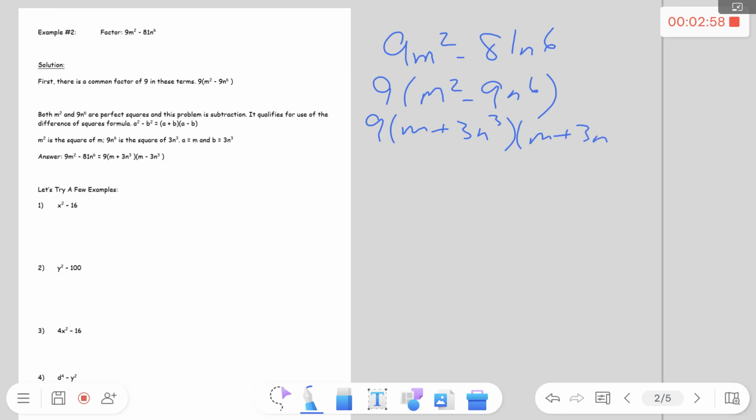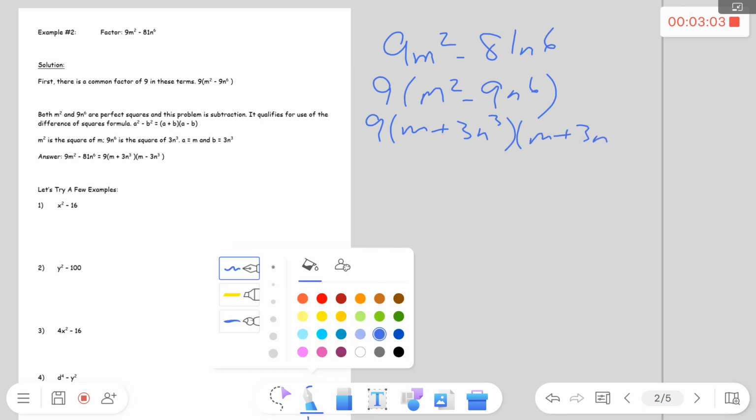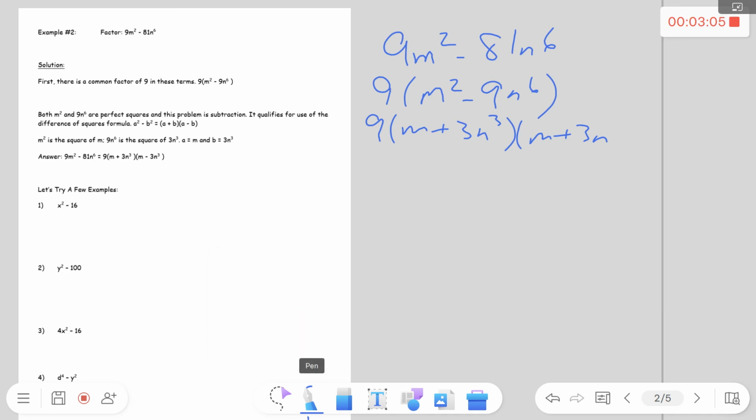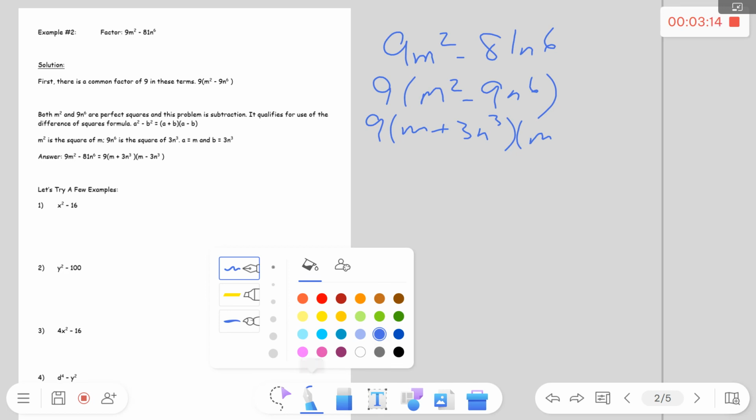Excuse me. Let's go. I don't know how to erase. It's a minus sign. Sorry, ladies and gentlemen, it's a minus sign. I have no idea how to use this new thing.